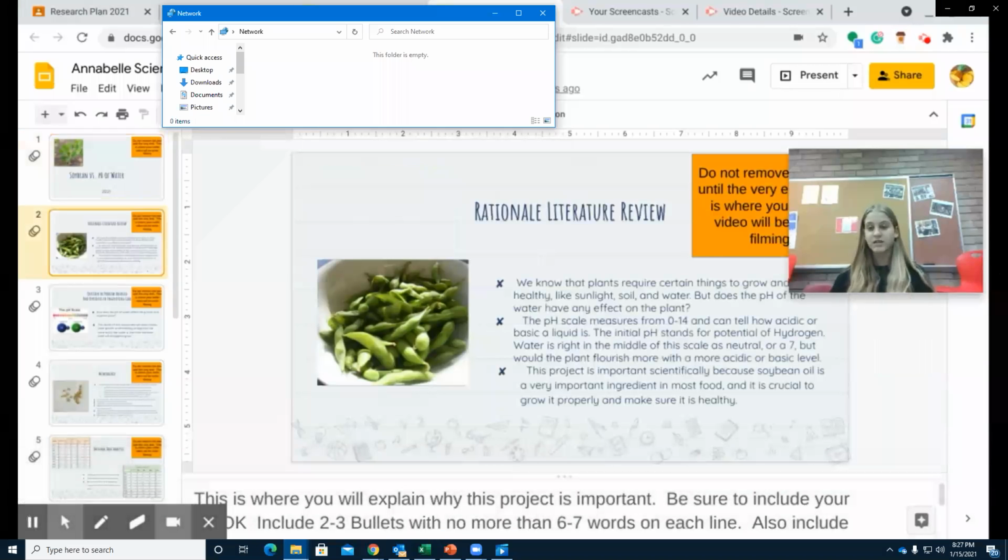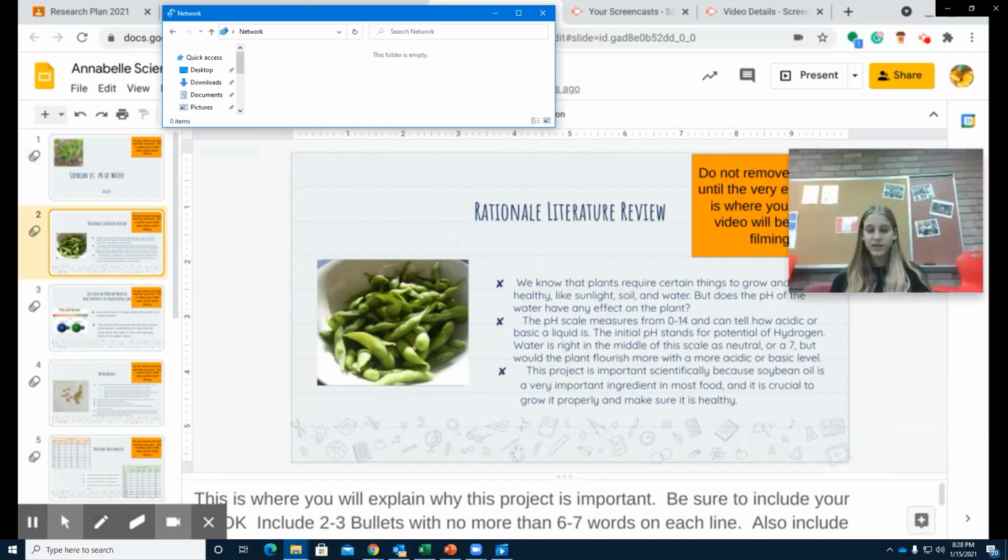We know that plants require certain things to grow and be healthy, like sunlight, soil, and water. Does the pH of water have any effect on the plant? The pH scale measures from 0 to 14 to tell how acidic or basic the liquid is. The initials pH stand for potential of hydrogen. Water is right in the middle of this scale as neutral, or a 7. But would a plant flourish more with a more acidic or basic level?